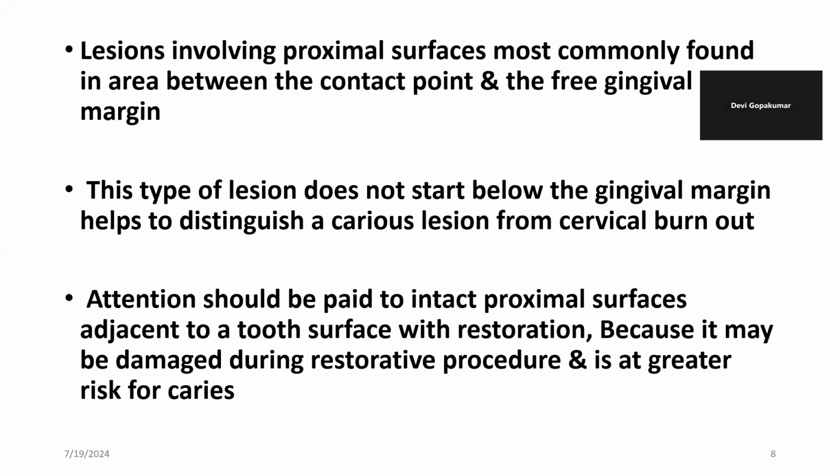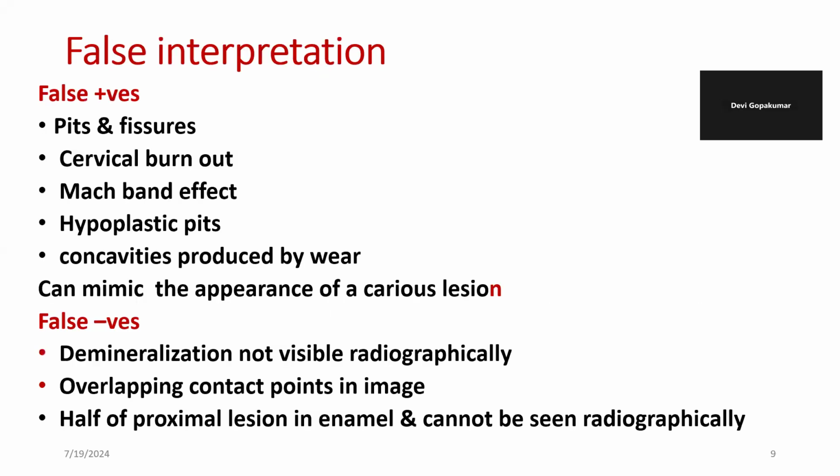Lesions involving proximal surfaces are most commonly found in the area between the contact point and the free gingival margin. This type of lesion does not start below the gingival margin, which helps to distinguish a carious lesion from cervical burnout. Attention should be paid to intact proximal surfaces adjacent to a tooth surface with restoration, because it may be damaged during the restorative procedure and is at higher risk for caries.